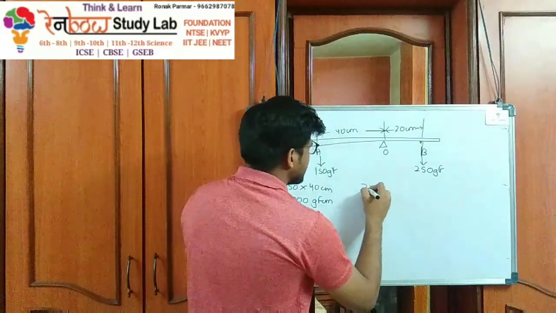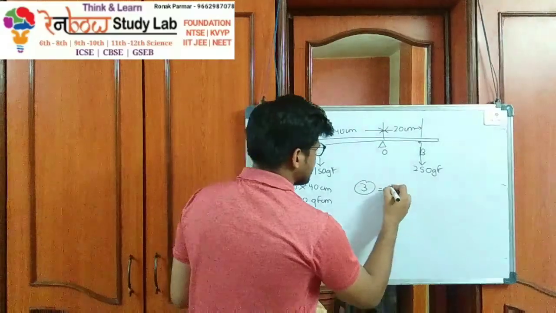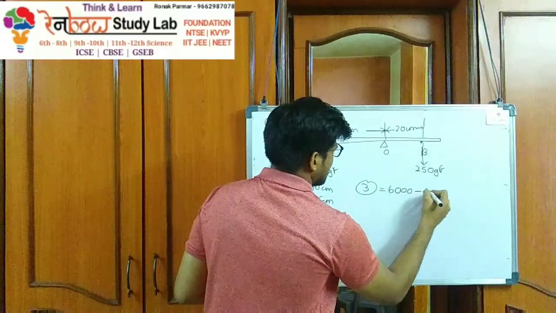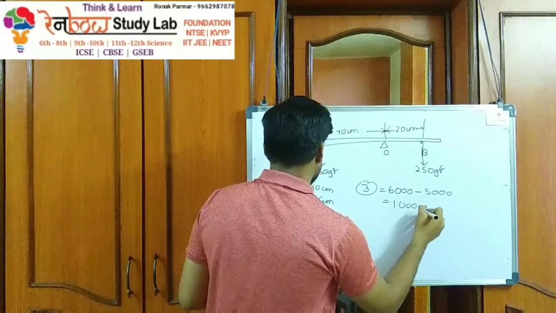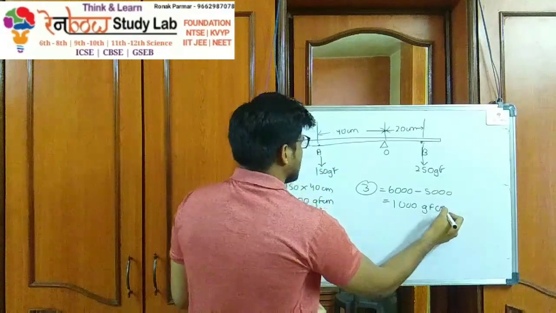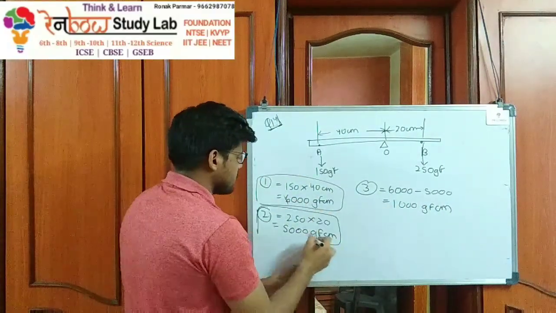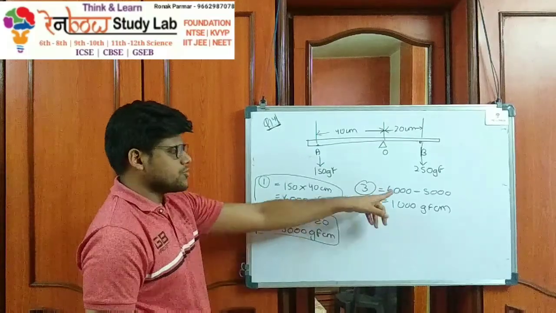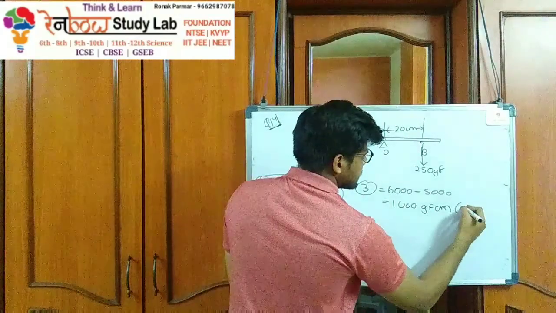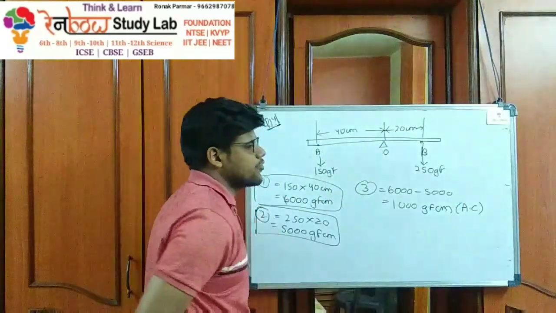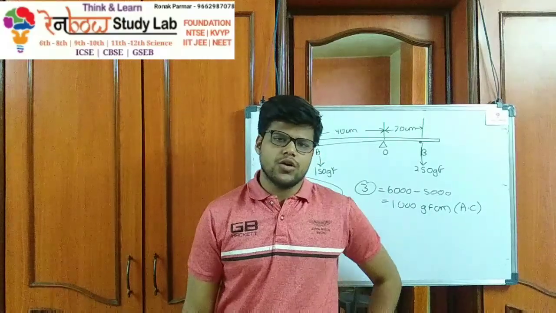And what's your difference? Always bigger minus smaller. 6000 minus 5000. So it is 1000 gf centimeter. And this is anti-clockwise, this is clockwise. So anti-clockwise was positive, clockwise is negative. The answer is positive, that means this is also anti-clockwise. If your answer is positive, anti-clockwise. If your answer is negative, clockwise.